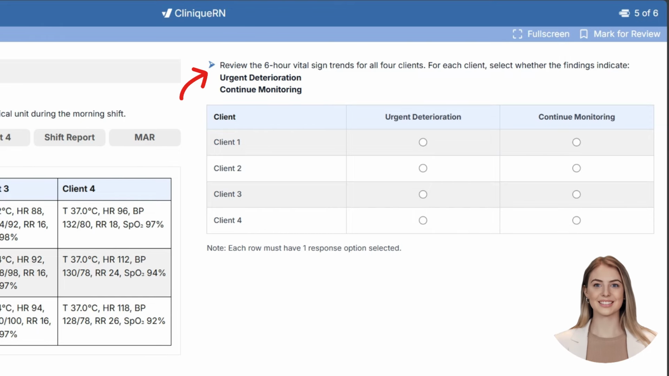Now, review the 6-hour vital sign trends for all 4 clients. For each client, select whether the findings indicate urgent deterioration or continue monitoring. The correct answers are as follows. Client 1, continue monitoring. Client 2, urgent deterioration. Client 3, continue monitoring. Client 4, urgent deterioration.